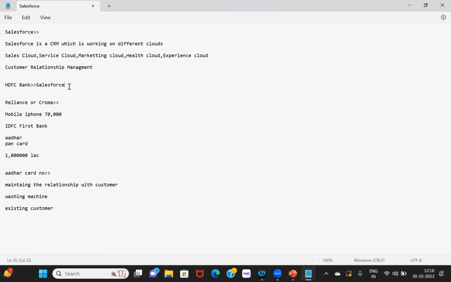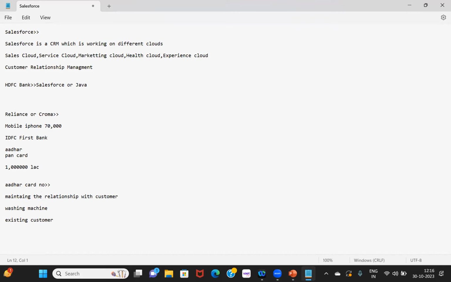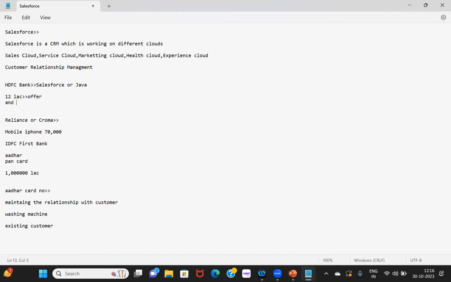Now there is a person who says we can build this website using Java. Then there is a long meeting with the stakeholders about what we want to develop. You want to develop using Salesforce or using Java. Then I say, okay sir, if you develop this application with Salesforce, you can develop it for 12 lakh. That offer we gave them. And you will get different clouds also. All the different clouds you will be getting here.